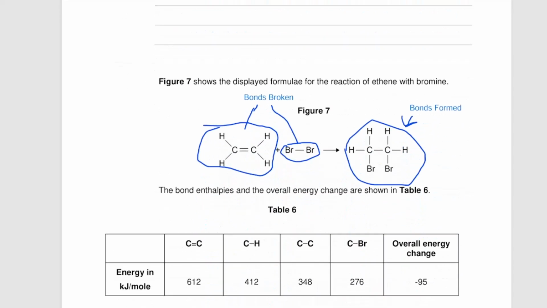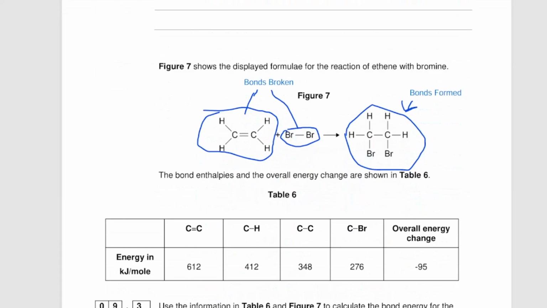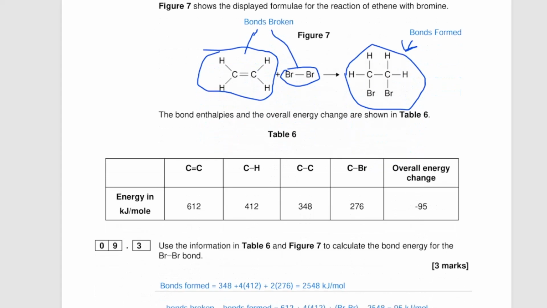And we're given figure 7 and a table showing the reaction of ethene with bromine, and we're expected to use the information in table 6 and figure 7 to calculate the bond energy for the Br-Br bond. Now what we know is that the overall energy change is minus 95, which means that the bonds broken minus the bonds formed equals minus 95.